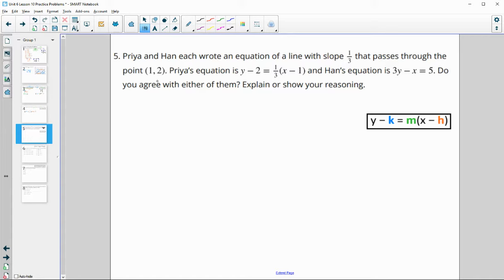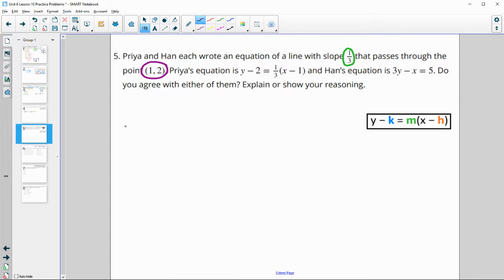In number 5, this one gives us 2 equations. It says Priya and Han each wrote an equation of a line with a slope of 1/3. So both of them have to have a slope of 1/3, and they both have to pass through the point (1, 2). Priya's equation is y minus 2 equals 1/3 times x minus 1. And Han's equation is 3y minus x equals 5. Do you agree with either of them, and explain your reasoning?